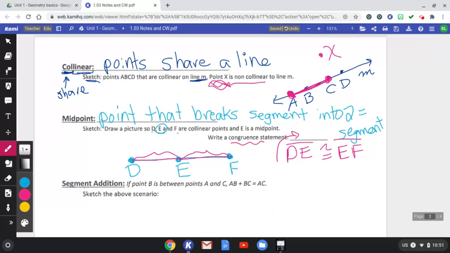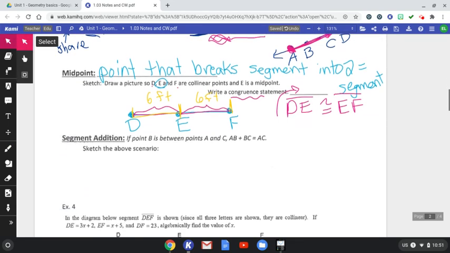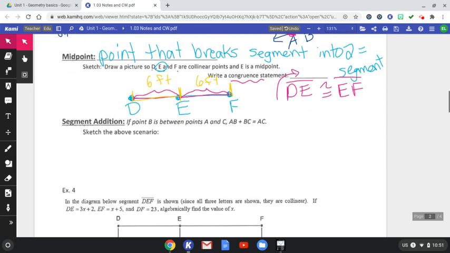So if I were to find a ruler, I don't think I have any ruler tools here, and measure from D to E, maybe that's 6 feet of distance, right? If we're trying to be socially distant. And then we have 6 more feet. We break something into 2 parts.